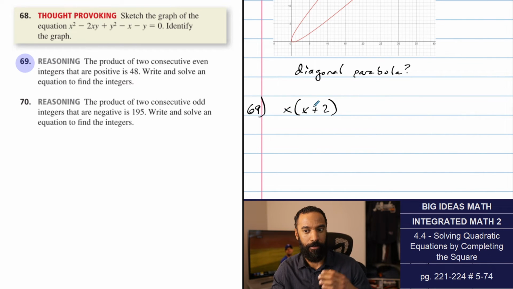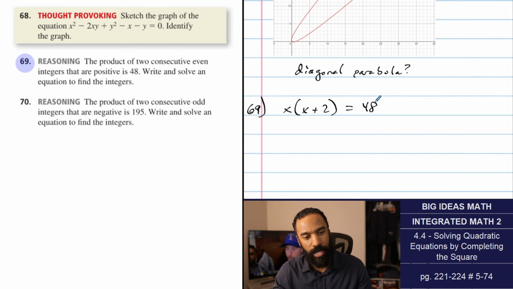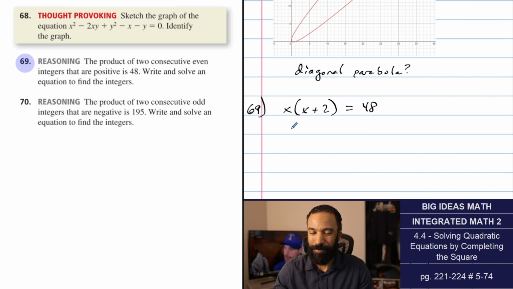If x is one of your numbers, your other number is 2 larger. If one of my numbers is 4, the other number is 6, right? Two consecutive evens. So when you take the product, they multiply to equal 48. That's our setup. Now we just solve for x and come up with those numbers.